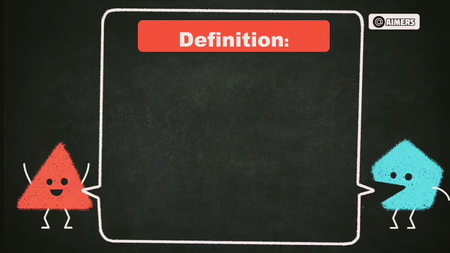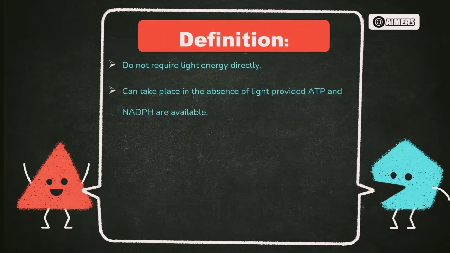So firstly, I have divided the definition of dark reactions into some components. The first point is that dark reactions do not require light energy directly. Directly means that dark reactions only require the products which are synthesized by the light energy, which are ATP and NADPH, but they don't require light directly. Second point is that they can take place in the absence of light. The only point over here is that both ATP and NADPH must be available. Light is not necessary for the dark reactions.